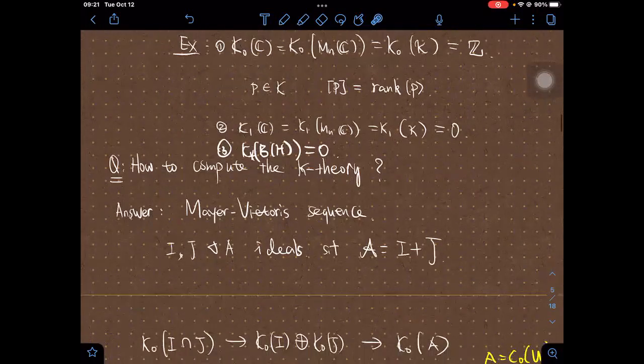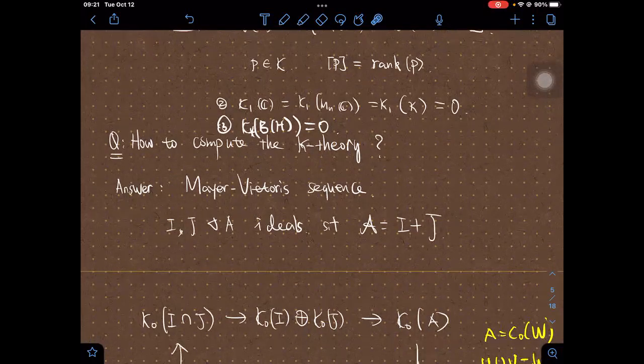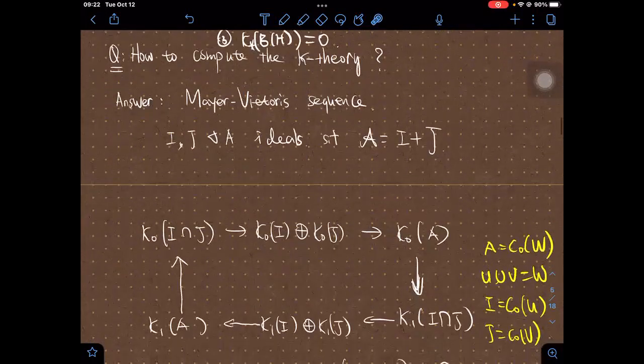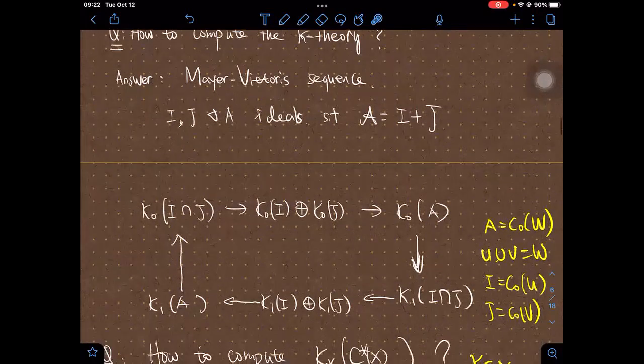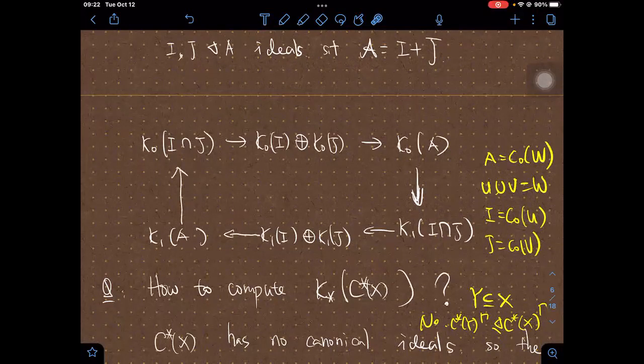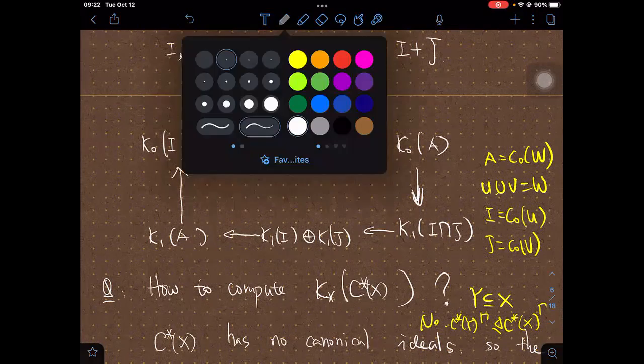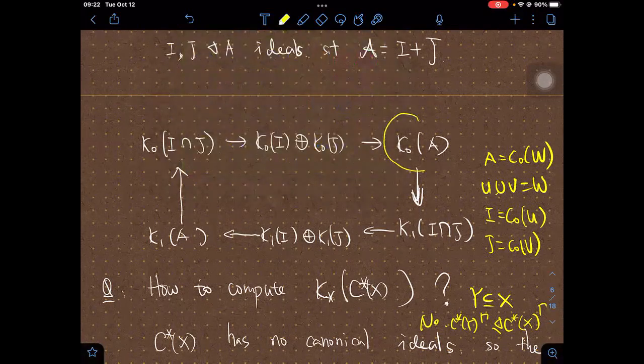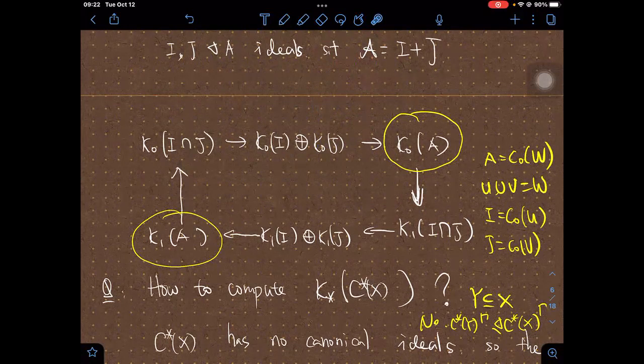The question is, how do we compute K-theory? In algebraic topology, we have homology theory and cohomology theory, and we always want to find some tools to compute them. For K-theory, we also have such a tool, called the Mayer-Vietoris sequence. It says that if you have two ideals I and J such that A is the sum of I and J, then you have the six-term exact sequence. The advantage of this exact sequence is that this is the K-theory we want. You can view A as a combination of two smaller algebras I and J. So if you know the K-theory of the smaller algebras I and J, here, here, here, and here, then you can use the lemma and you will get the K-theory of A.